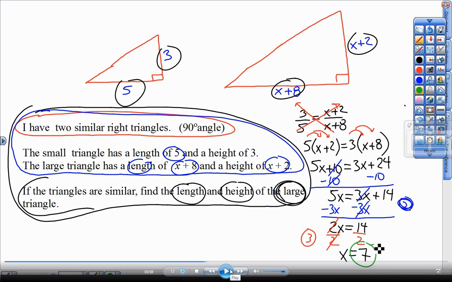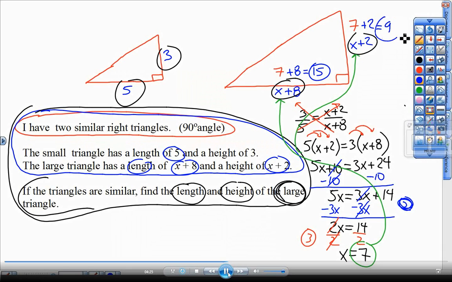And then I'm going to take that and plug it in to these two spots right here to find the actual lengths to finish up this problem. So with that x right there, I put that 7 because I know that's what x is now. Plus 8 gives me 15. And then take that same 7, put it up here with this x, and add that 2 that's there, and that gives me 9.